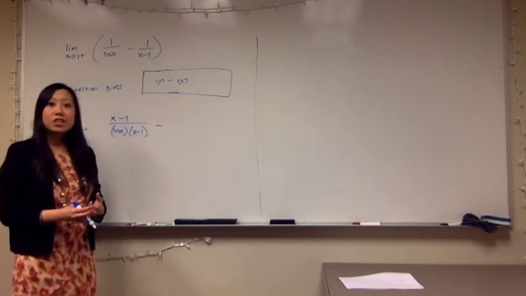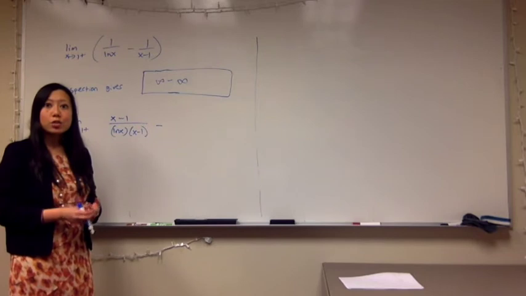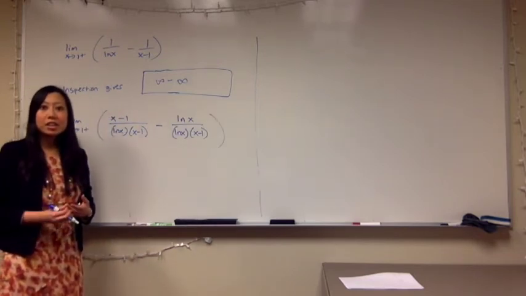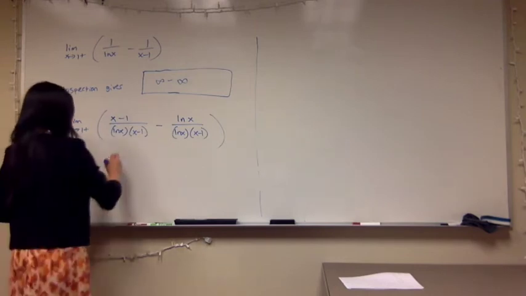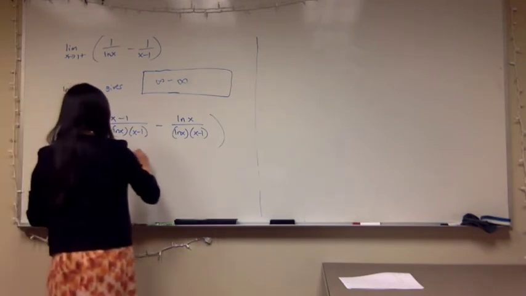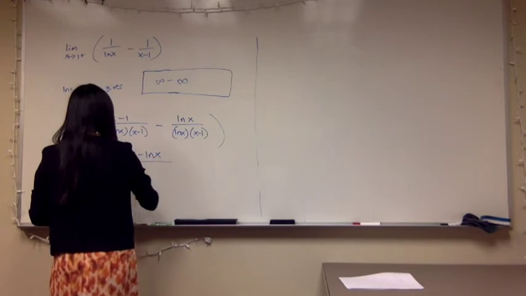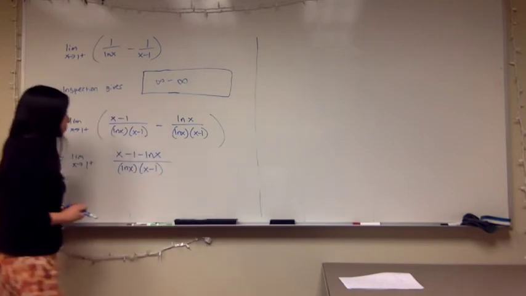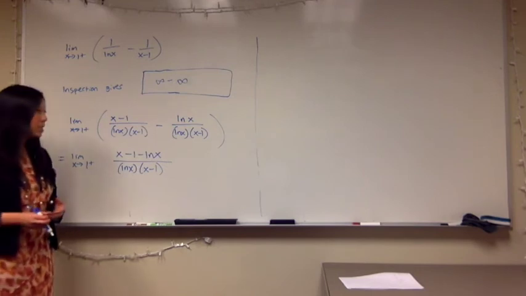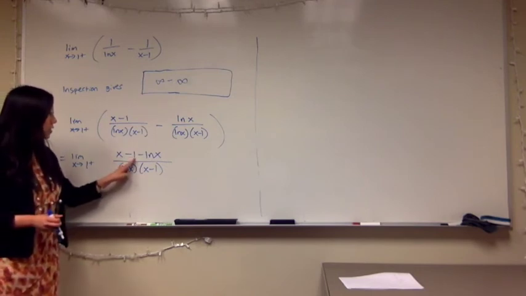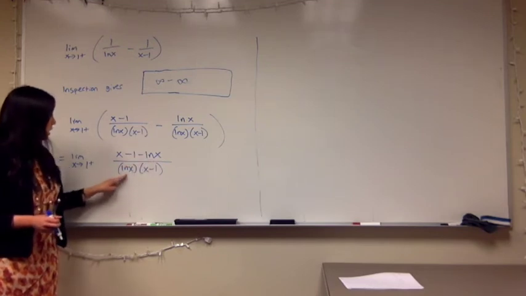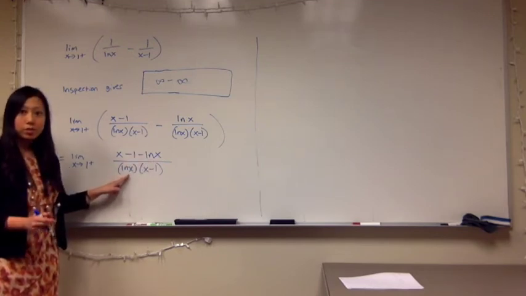The second fraction, I multiply ln x over ln x. Now that I have the same denominator, I can combine it into one fraction. I have x minus 1 minus ln x all over ln x times x minus 1. Now when I try inspection, I have 1 minus 1 is 0, minus ln 1, which is also 0, and the bottom is ln 1, which is also 0.